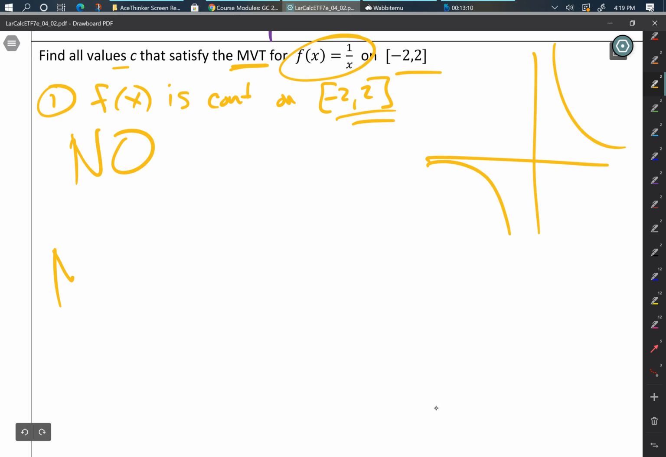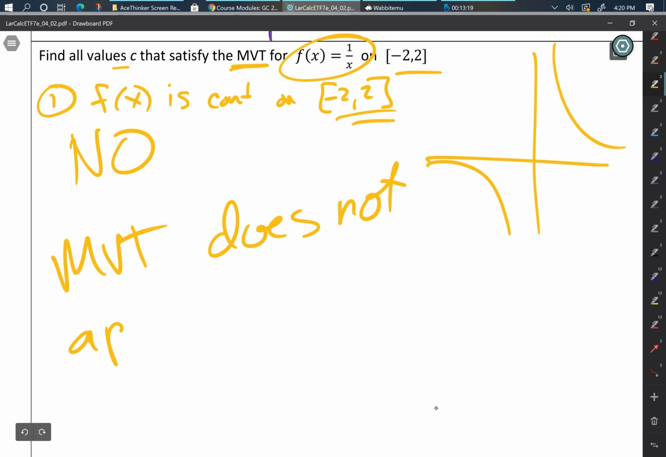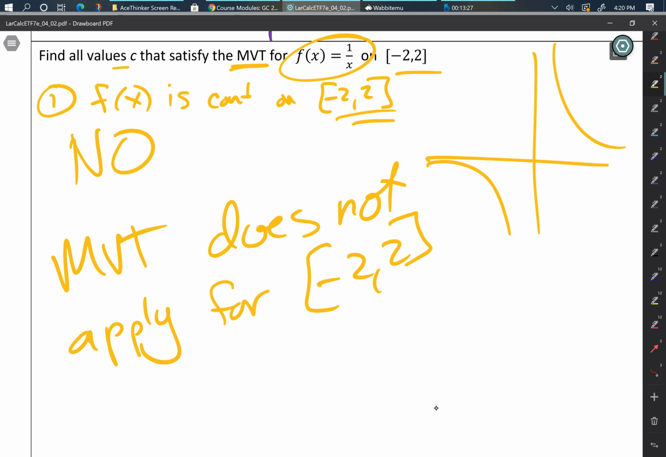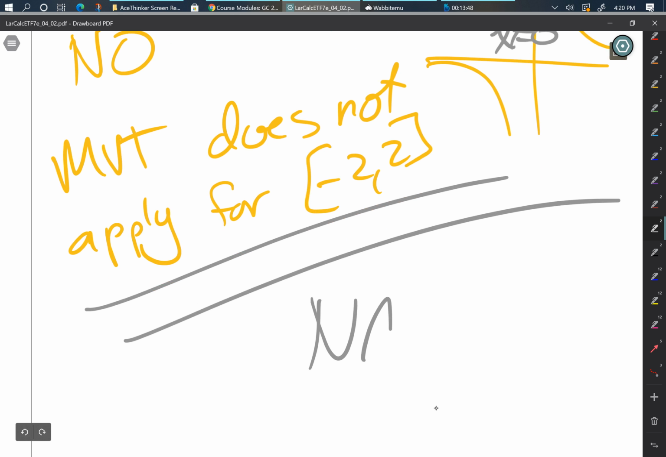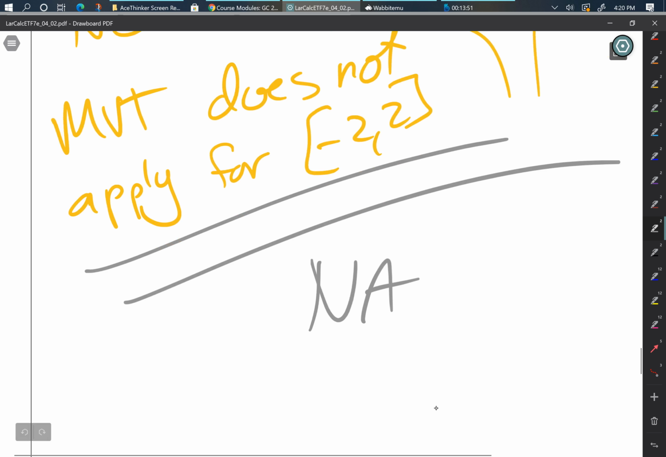And so the mean value theorem does not apply for -2 to 2. Are there other intervals that we could use where 1/x would be a good function for the mean value theorem? Yeah, absolutely. We just can't have any interval where x can be 0. Because x can't be 0, we get division by 0 error, so mean value theorem does not apply. I cannot do this. Again, like with Rolle's theorem, I think they're going to want you to put an NA or something like that, so make sure you read those directions carefully.